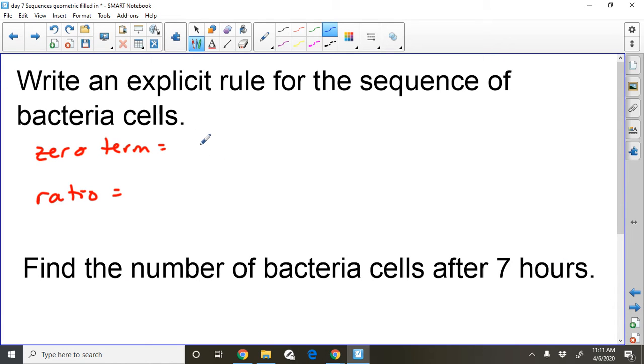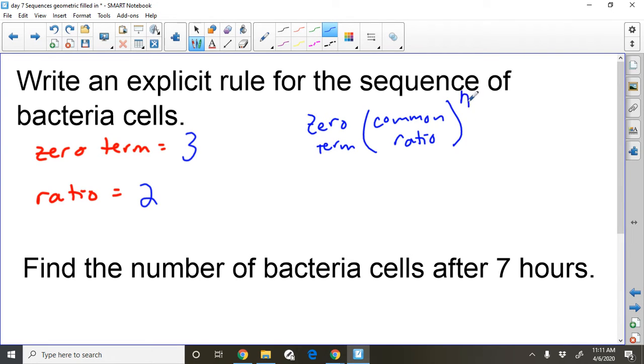We could write an explicit rule for this sequence. The 0 term is how many bacteria we had at 0 hours, which was 3. The ratio was what we were multiplying by, which was 2. So if you remember from yesterday, the way you write the explicit rule for a geometric sequence is the 0 term times the common ratio, and that common ratio has to be raised to the n power. So here, my 0 term is 3, my common ratio is 2, and my exponent is n.